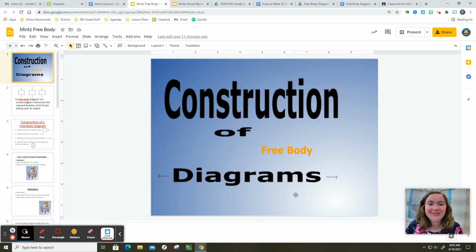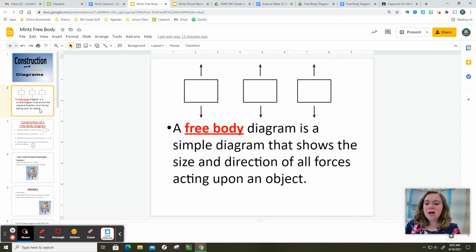Sorry I could not be with you today, but I just wanted to go over with you how to construct free body diagrams. Free body diagrams are quite literally force diagrams where we're figuring out how forces are acting on an object. A free body diagram is a simple diagram to show the size and direction of all forces on an object. And we use boxes and arrows, so we try and simplify it down really, really easy.